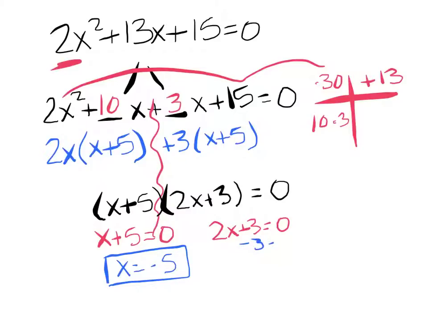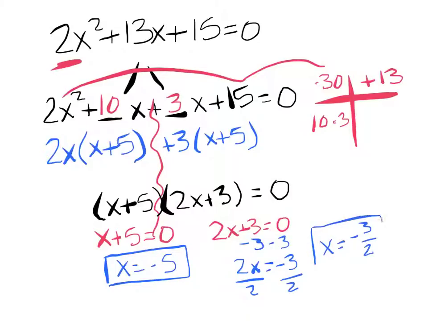The other one, we have to do a little bit more work. 2x equals negative 3. Divide both sides by 2. So x equals negative 3 halves is the second solution, or the second x-intercept for this equation.